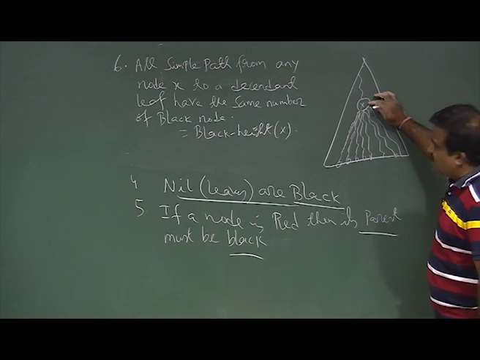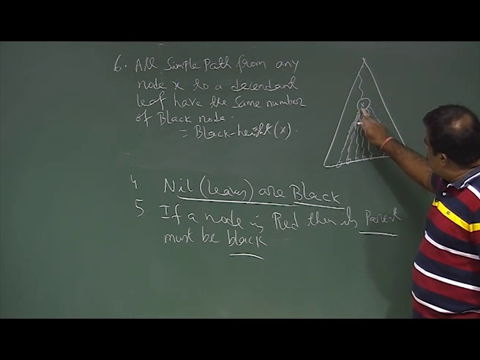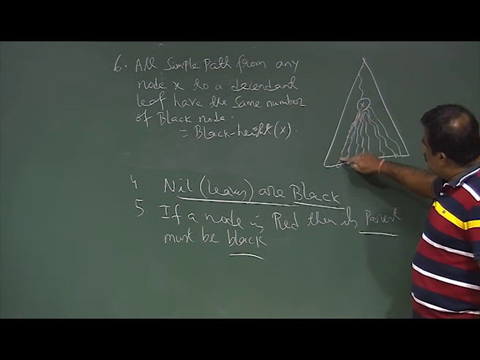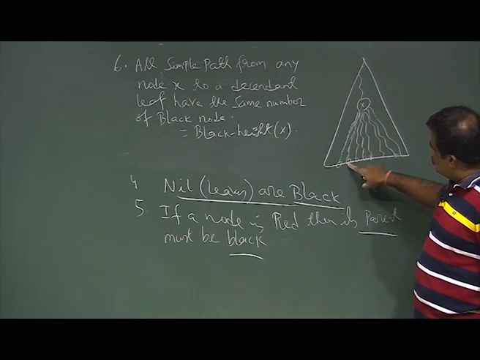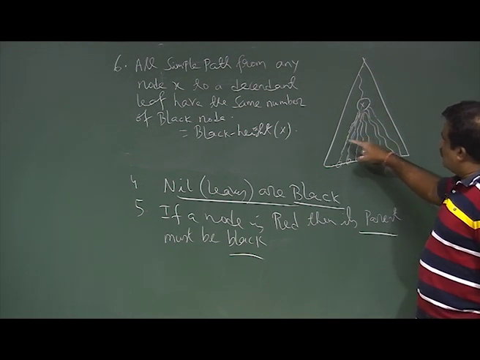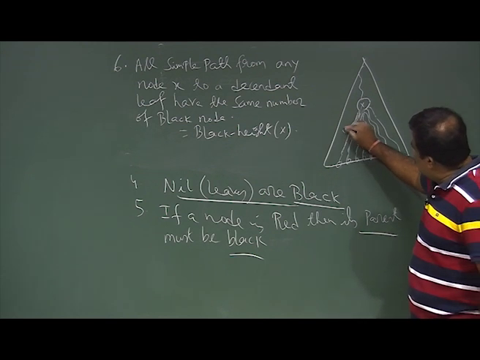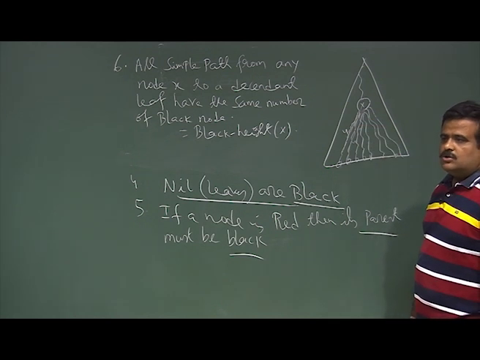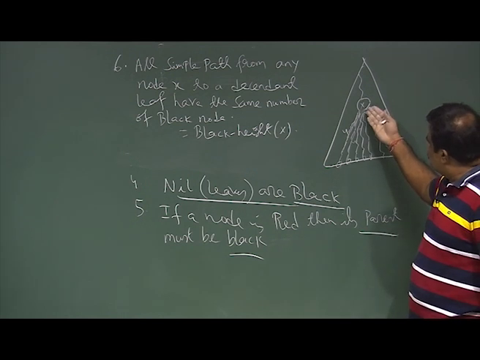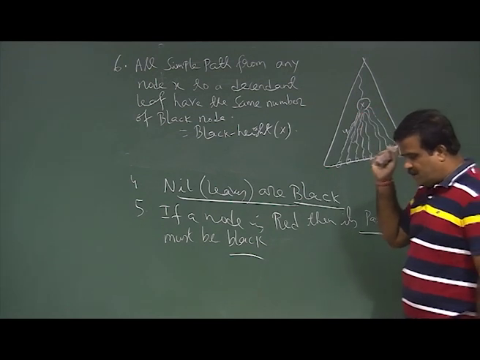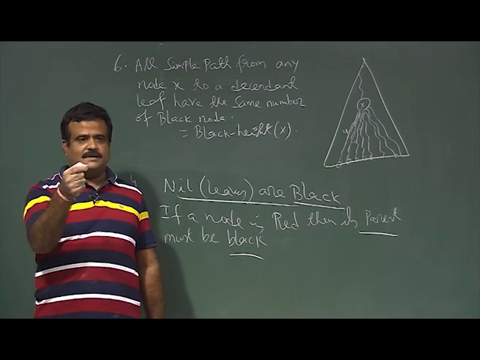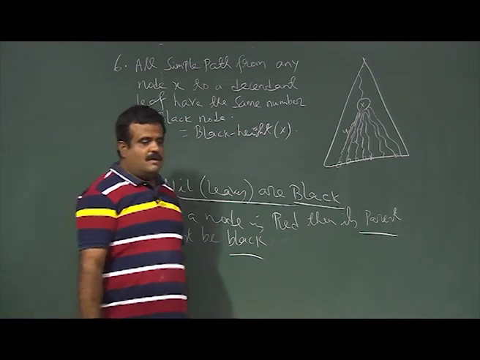So, if you take any node in the tree and consider a path from this node to a leaf, and we count the number of black nodes, and then we take another path from this node to a leaf, that number of black nodes must be the same. If there are 4 black nodes in this path, there have to be 4 black nodes in the other path. And that is why it is unique. So, this is called the black height of that node. The number of black nodes in a path from that node to the leaf is called the black height of this node.